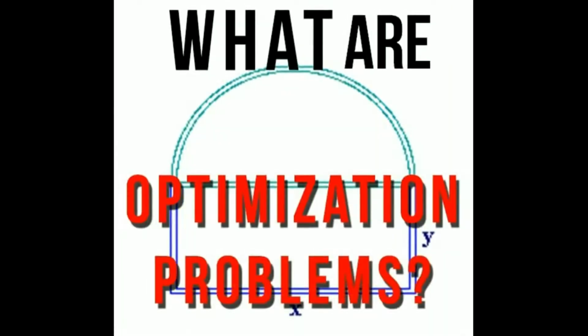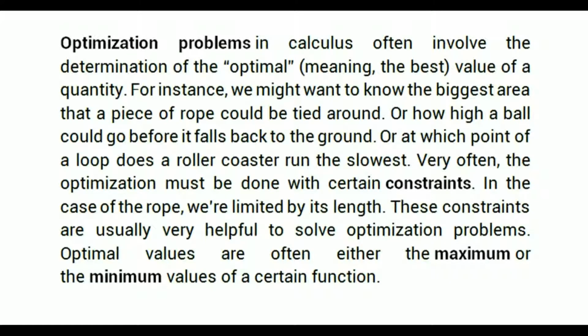What are optimization problems? In calculus, they often involve the determination of the optimal value of a quantity. For instance, we might want to know the biggest area that a piece of rope could be tied around. Very often, the optimization must be done with certain constraints. In the case of the rope, we're limited by its length. These constraints are usually very helpful to solve optimization problems.